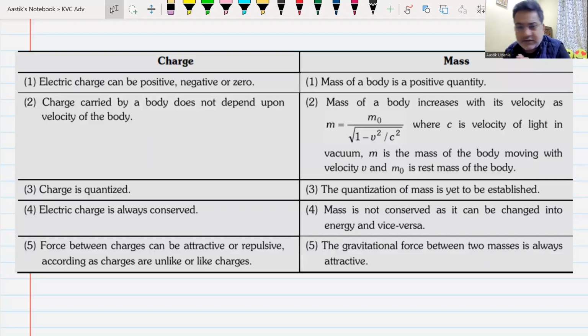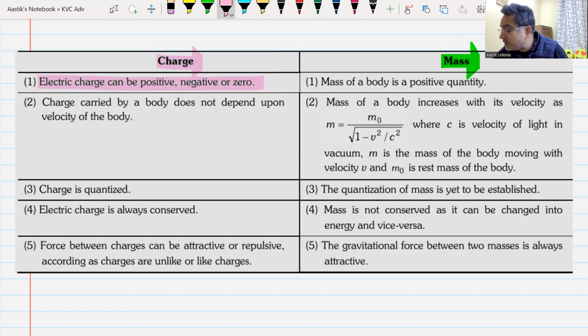That takes us to this table. There is a comparison between charge and mass. Why is this table important? Because any mass we have dealt with in this chapter of gravitation. Mass creates a gravitational field and experiences gravitational force; charge creates an electrostatic field and experiences electrostatic force. Electric charge is of two types, positive and negative. It may be zero as well.